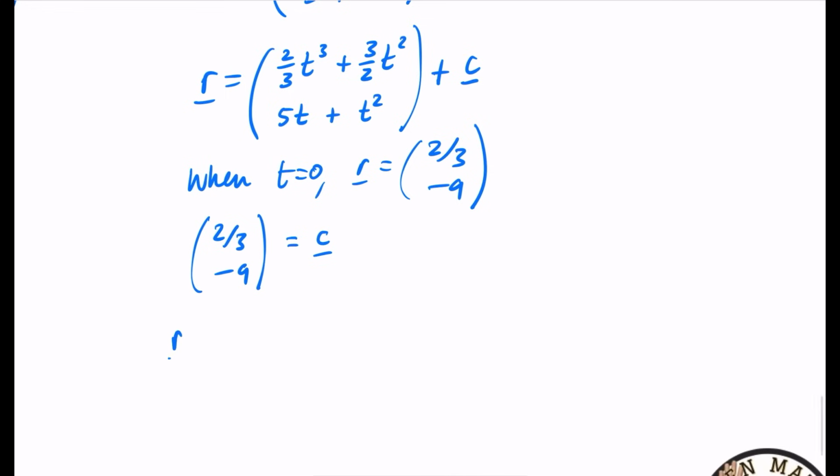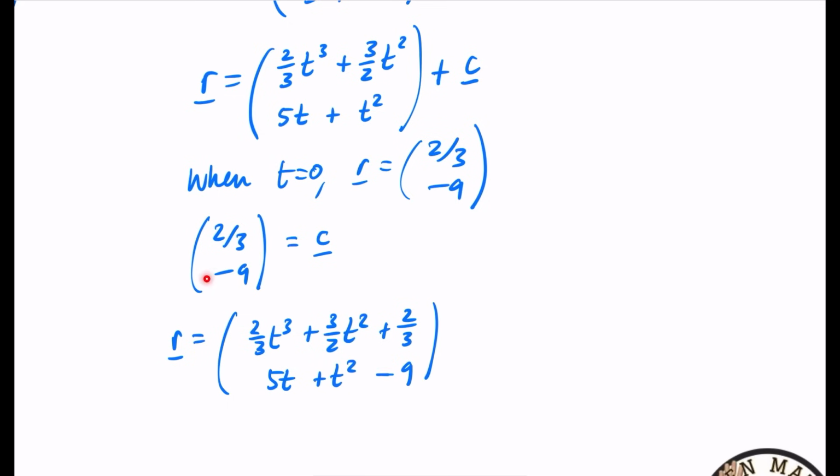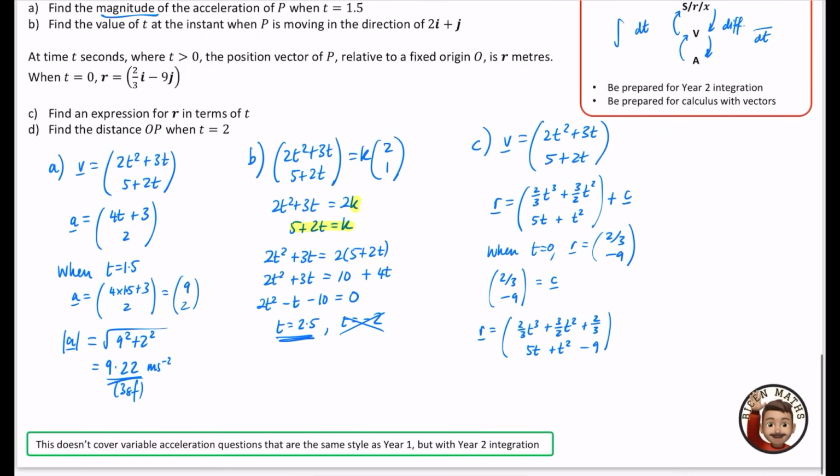So we now have, obviously when you substitute 0 in all of these, they just disappear. So r is 2/3 t cubed plus 3 over 2 t squared. And obviously when you add c to it, there's going to be the 2/3 for the i component. And then we get the 5t plus t squared, and there'll be the minus 9, which comes from this bottom part here, okay? I'm trying to go a little bit quicker than I might do in a regular video because these are sort of summaries that we have. Okay, so we've got this expression now for r.